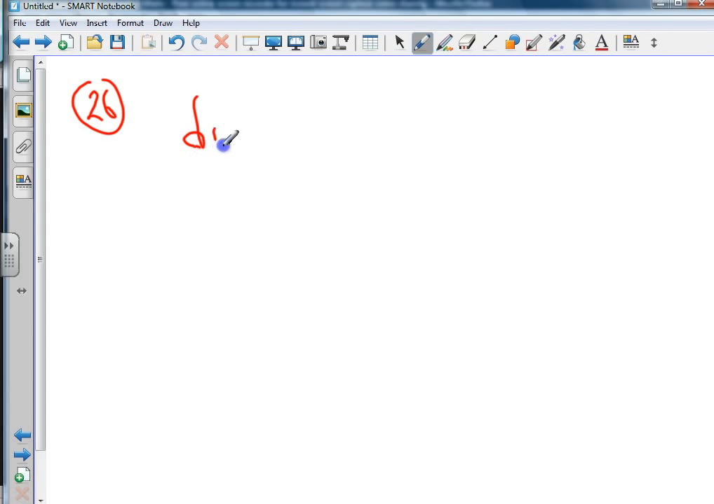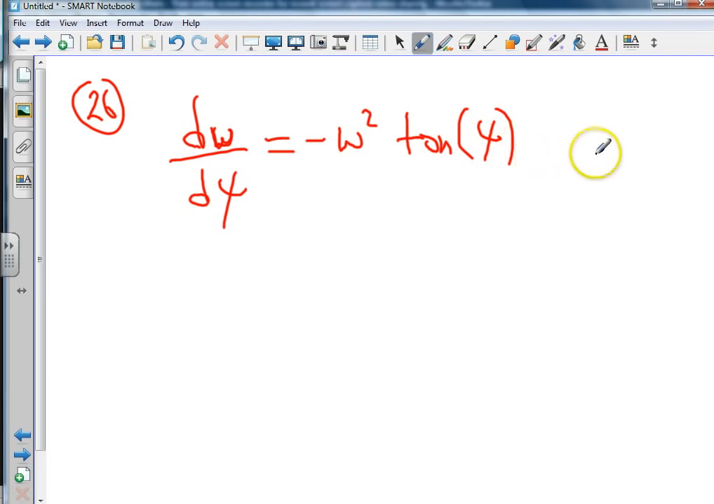It says d omega d phi, no, d psi, sorry. I think they're talking Greek here, sorry. You can think of this as w and y if you want. It is equal to negative omega squared tan of psi, where omega of 0 is 2. Okay, can you variable separate this?